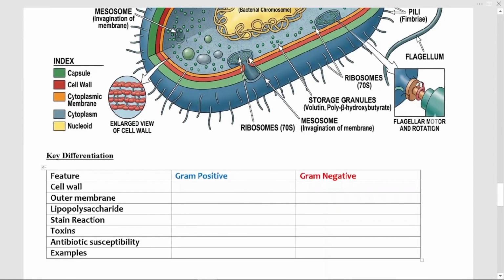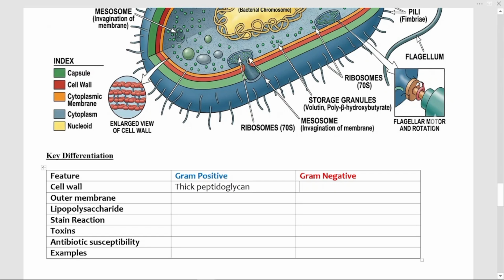In gram-positive, the cell wall is always thick. So here we can put it always contains a very thick cell wall. Some people say it contains a very thick peptidoglycan. Why? Because peptidoglycan is what constitutes the cell wall of a bacteria. So till there, I believe we are together.